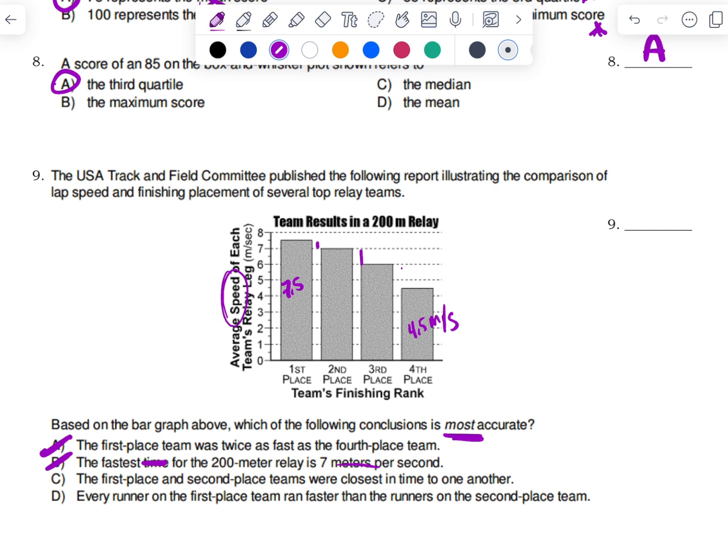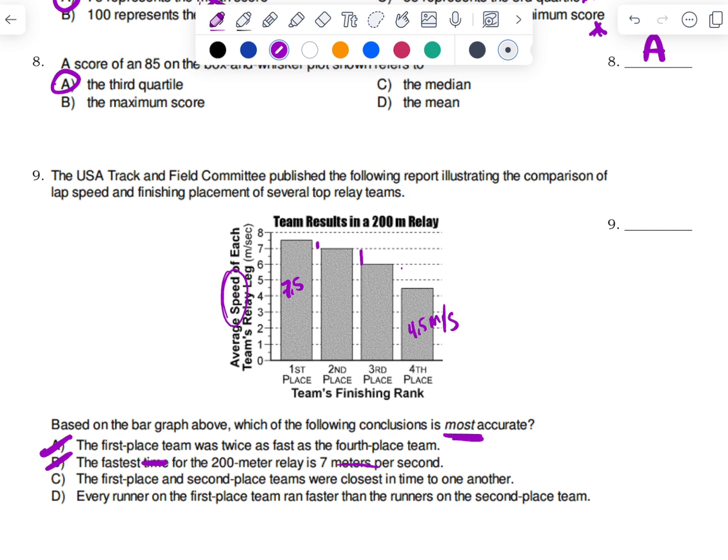All right, every runner on the first place team ran faster than the runners on the second place team. Okay, here's the deal. We just don't know. Okay, it's a team. This is just the average of the whole team. So it's possible somebody on the second place team ran faster than one of the people in the relay. We just don't have enough info to say that that's true. So that is why we are going to go with C as our correct answer choice. Okay? So hopefully you're feeling like this is making sense so far.